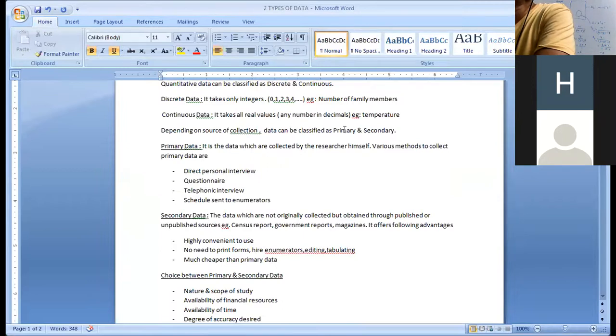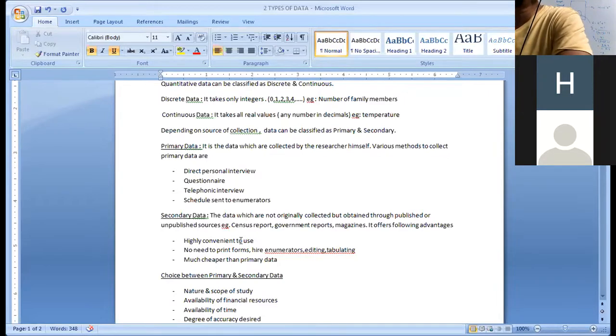Depending on source of collection, the data can be classified as primary and secondary also. So primary data, it is the data which are collected by the researcher himself. Various methods to collect primary data, it is direct personal interview, then the questionnaire, telephonic interview, schedules sent to enumerators, etc. These are the ways by which primary data is collected. That means here the researcher himself collects the data, so that is primary data. Secondary data, the data which are not originally collected but obtained through published or unpublished sources, they are called secondary data. For example, census report, government report, magazines, it offers various advantages like this.